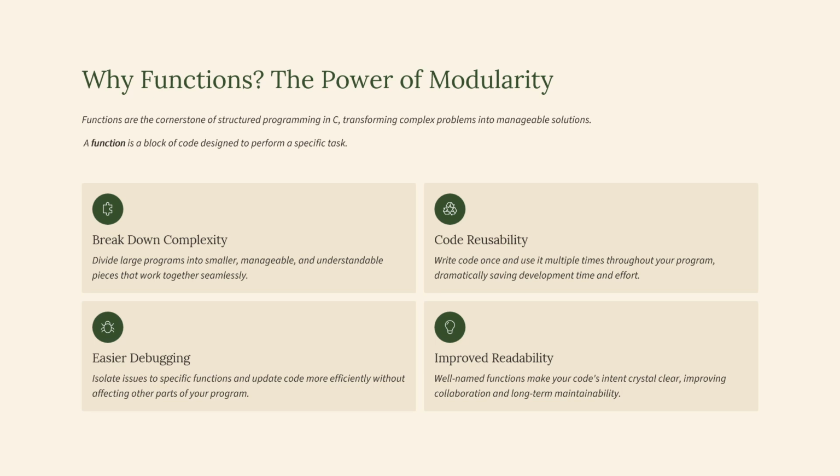So first we are going to see what is meant by breaking down complexity. In large programs, managing thousands of lines of code becomes difficult. Functions solve this problem by breaking programs into smaller logical units. For example, instead of writing one massive program for a banking system, we can create separate functions for login, balance checking, transaction, and reports. This makes programs easier to design and understand.